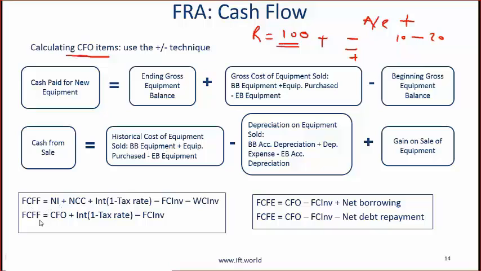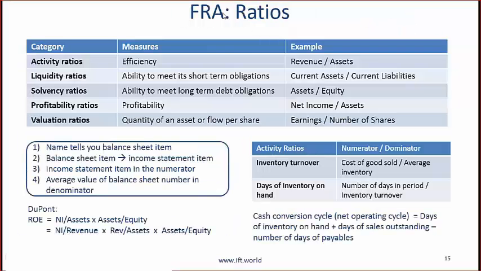Also free cash flow to firm and then free cash flow to equity. At level 1, these would be type 3 or type 4, but I would still recommend that you learn them. At level 2, then these become extremely important. FRA ratios are extremely important. I'm not listing every single ratio, but what I am doing is listing the various categories and the most popular example within each category.